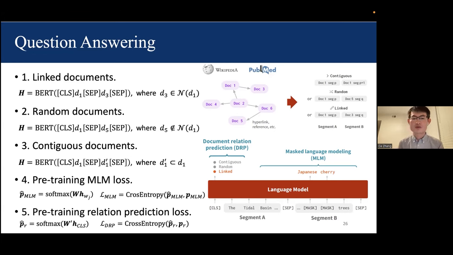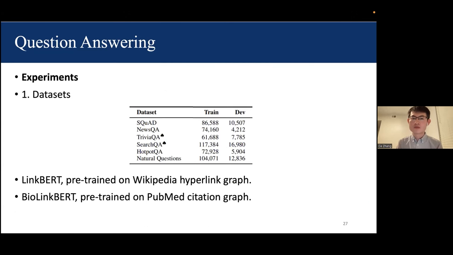Finally, we have two loss functions, and we combine them into one single loss function and pre-train this model. In the end, this model can capture graph structure, because the graph structure is captured by the second loss function, the relation prediction. We want to predict the relation of the two input documents. After pre-training, we can apply this model to question answering downstream tasks and fine-tune the parameters.